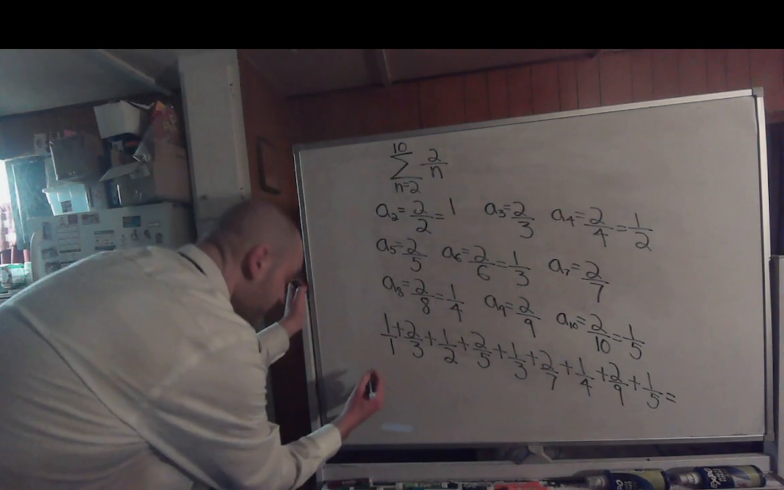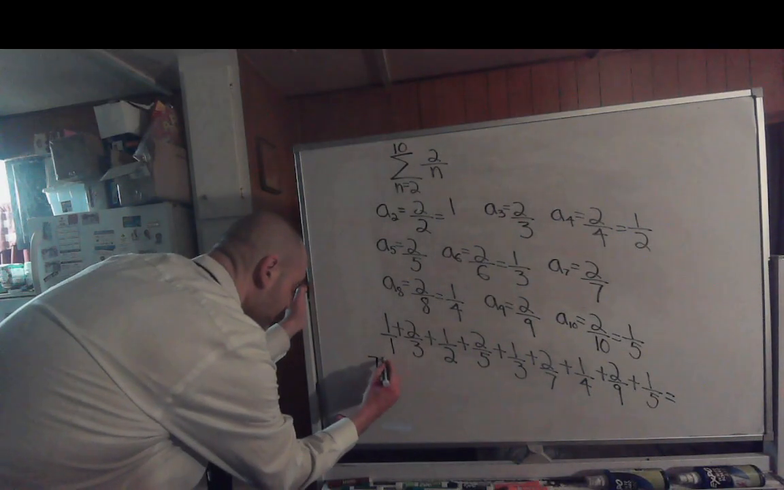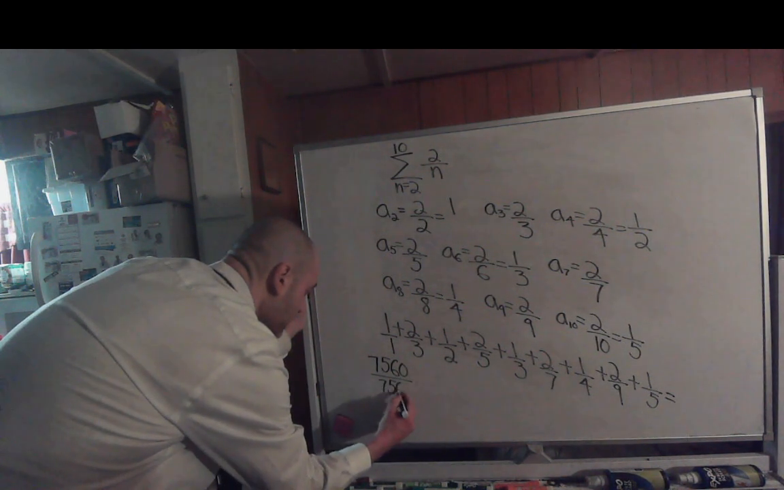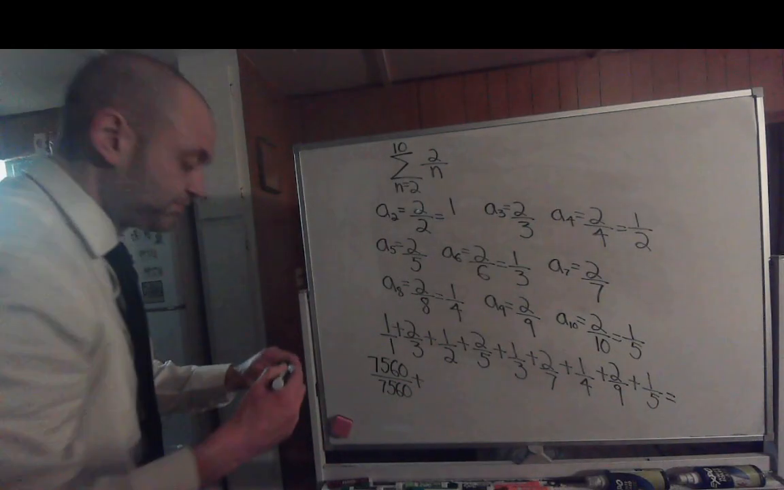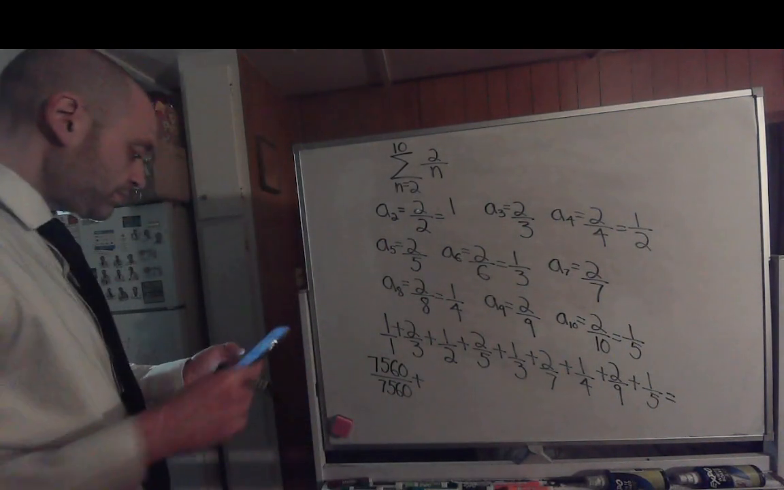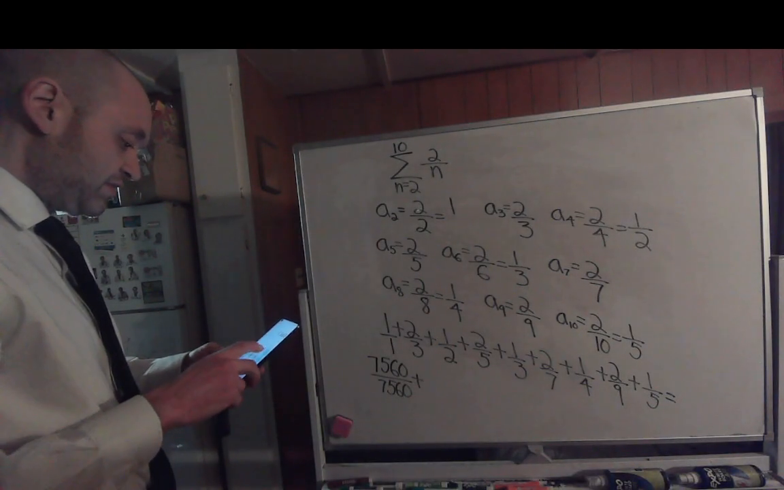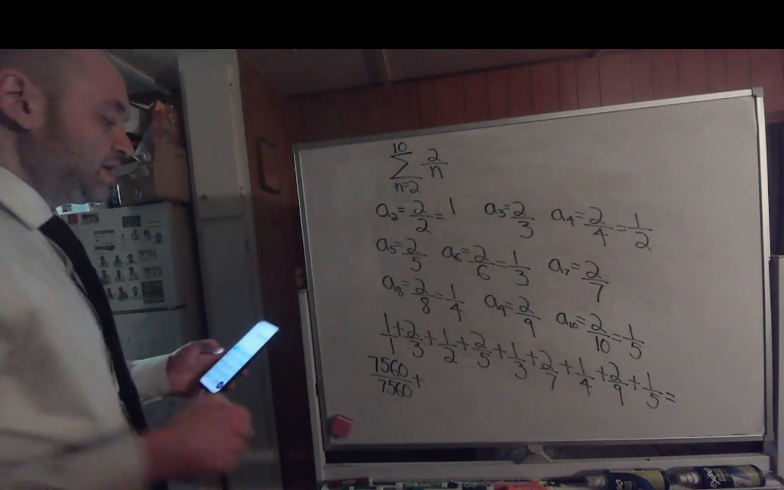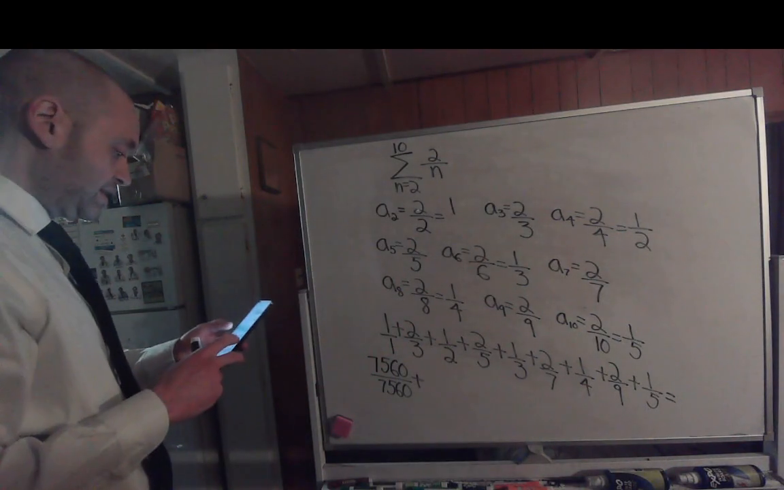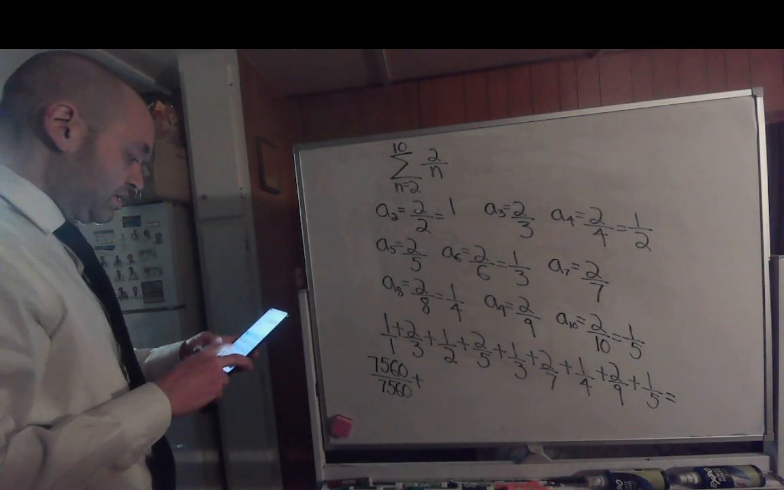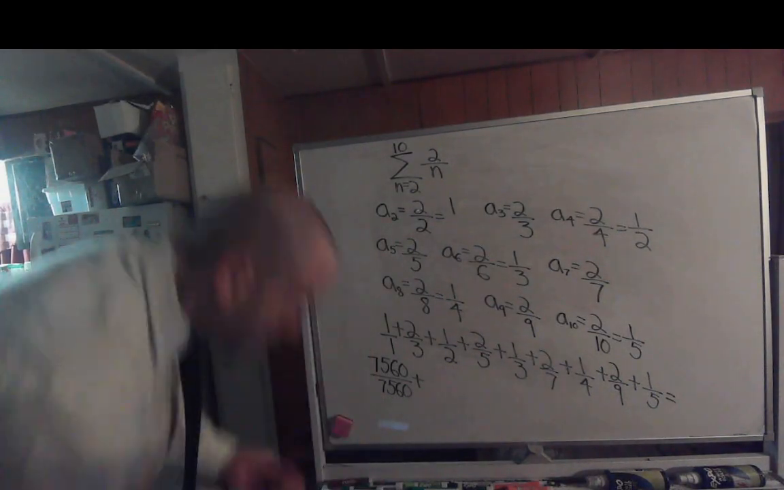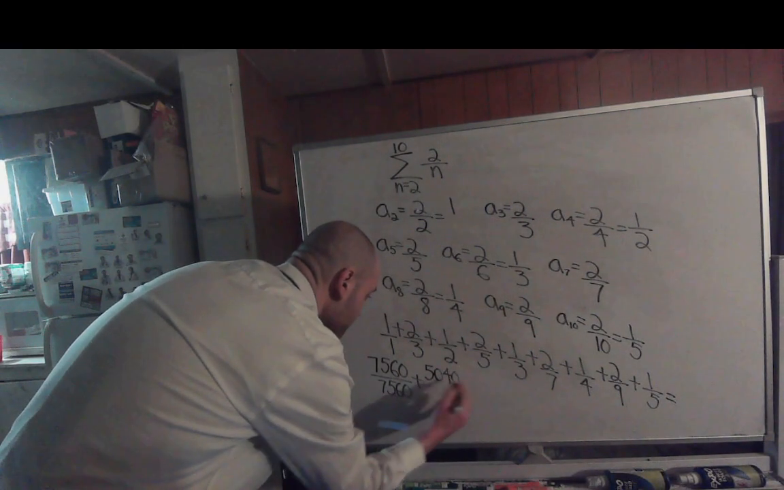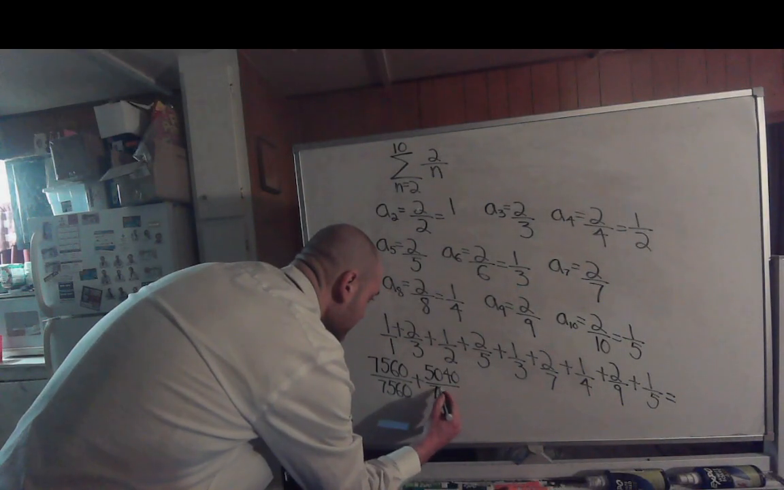So your first term would be 7,560 out of 7,560 plus, all right, 7,560 divided by 3, that's 2,520 that I need to multiply both the numerator and denominator by. So if I multiply the numerator by that, I would get 5,040 over 7,560.